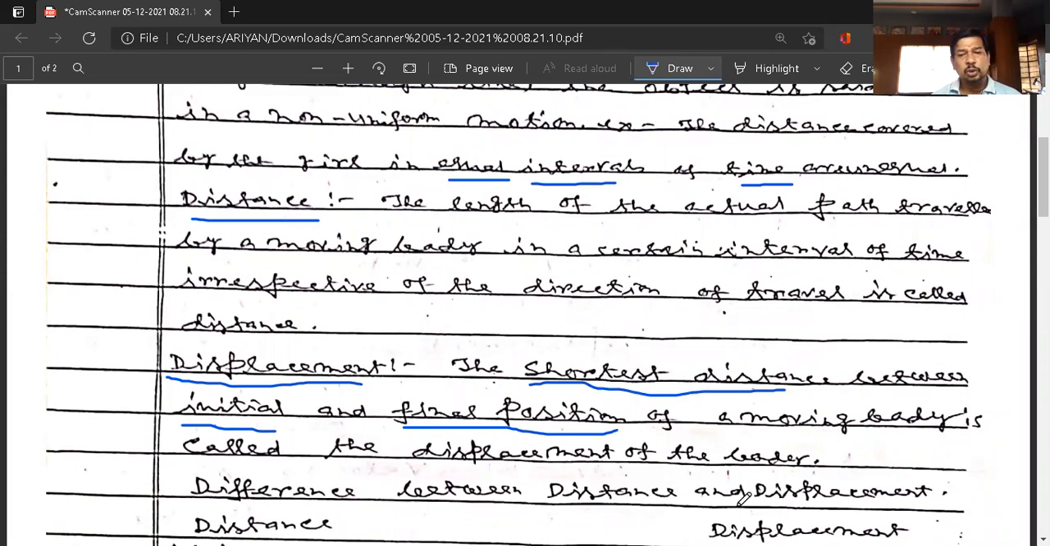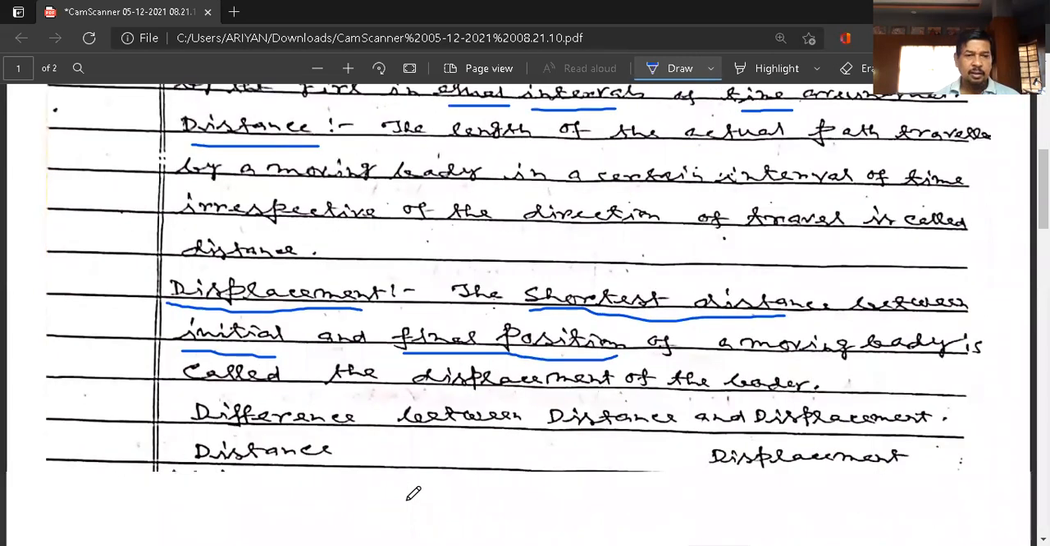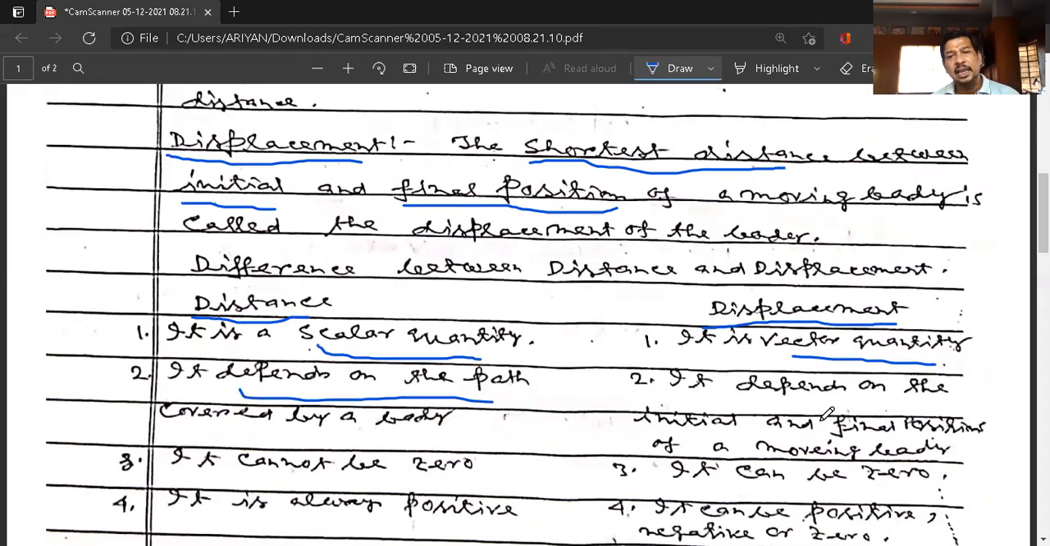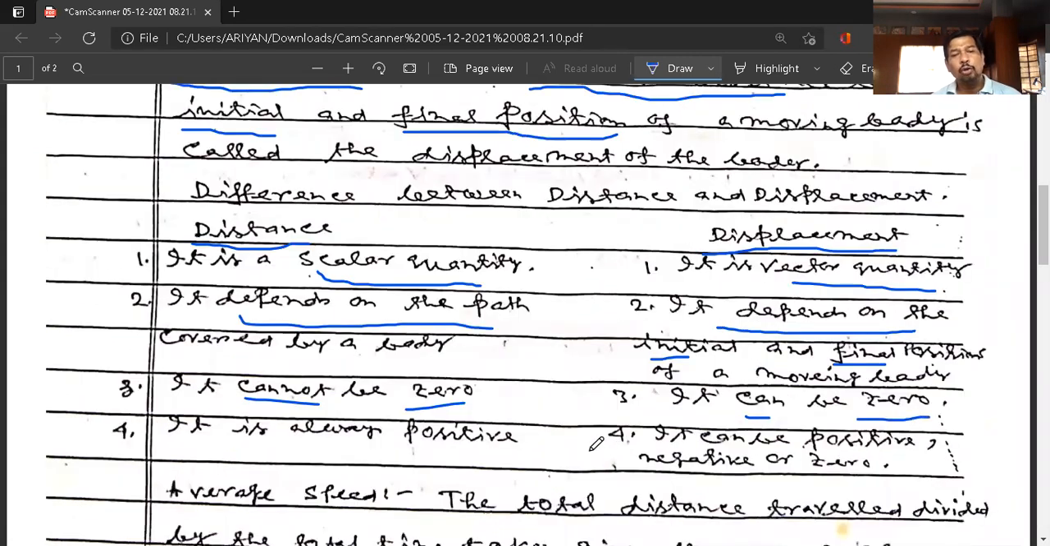এবার দেখো difference between distance and displacement. Distance, it is a scalar quantity. Displacement, it is a vector quantity. দো নম্বর দেখো, it depends on the path, length of the path. It depends on the initial and final position of a moving body. 3 number देखो, distance cannot be zero, or displacement can be zero. It is always positive, or it can be positive, negative, and zero.